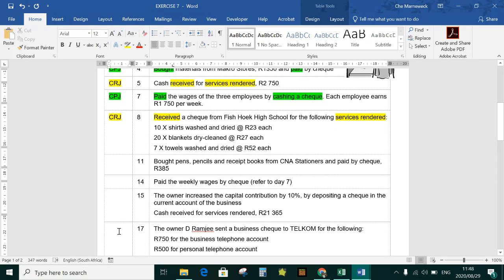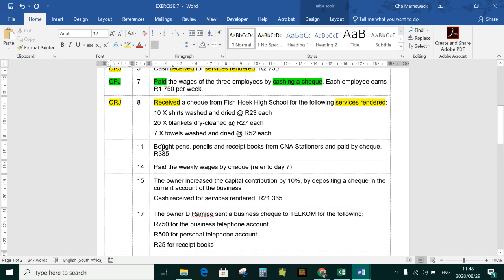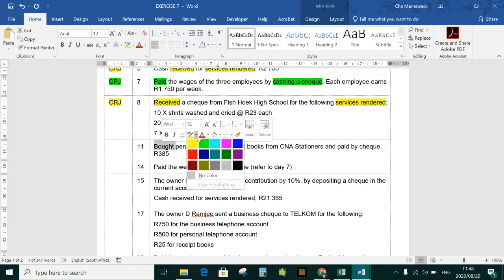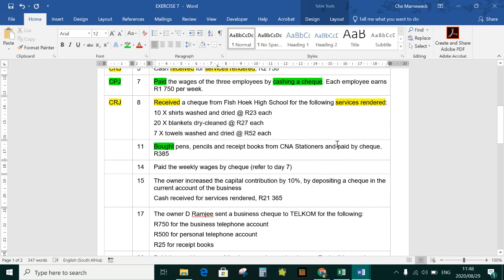Then we move on to the next transaction, day 11. We are buying, so we have bought. Money is going out because we are buying. And it tells us that we have paid by check. So paid, money is going out. That is the cash payments journal. Once again, paid the weekly wages, for paying, cash payments journal.